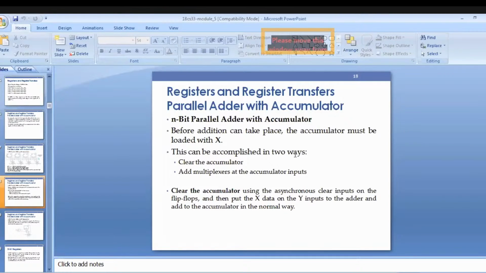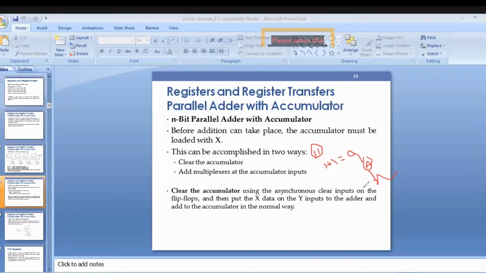See here, while using the n-bit parallel adder accumulator, before addition can take place, the accumulator must be loaded with x. How is it loaded with x? I will show you here. Suppose your data input is 1 1. Before taking this data input, we have to add 1 plus 1. The answer is 0, which you can add to the accumulator. Through the accumulator, you have to load the data in X.